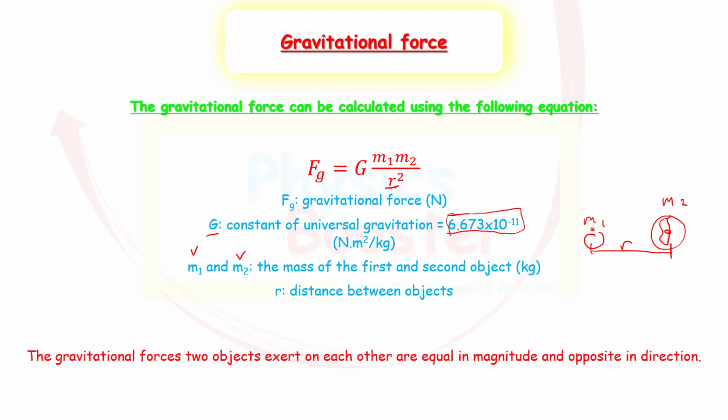Now the gravitational forces two objects exert on each other are equal in magnitude and opposite in direction, because it's an action and it will have a reaction. Every action has a reaction, equal in magnitude and opposite in direction. So if Earth pulls the moon with a certain force, this means that the moon pulls the Earth with the same amount of force but in the opposite direction.